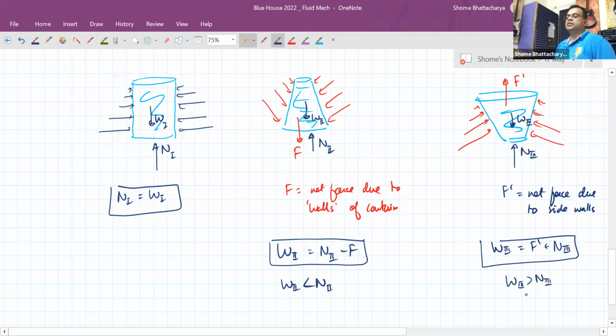So the three normal reactions are the same, but the weights are different. One weight is more than the normal reaction, one weight is less, and one weight is equal to the normal reaction. So we have the weights in that kind of order, that W3 is greater than W1 is greater than W2. But N1 is equal to N2 is equal to N3.